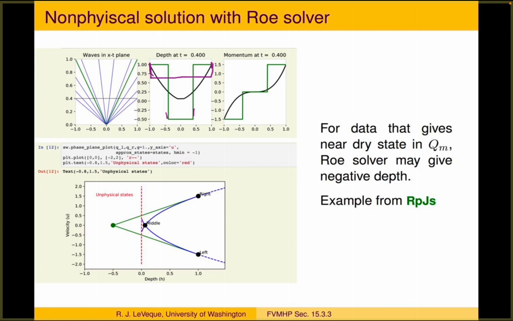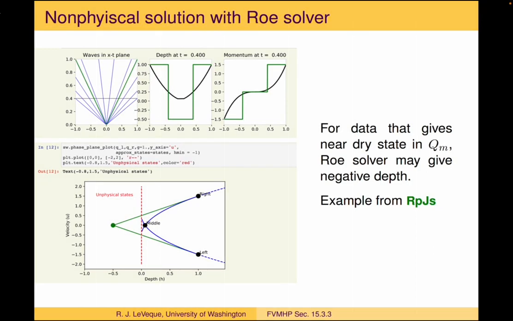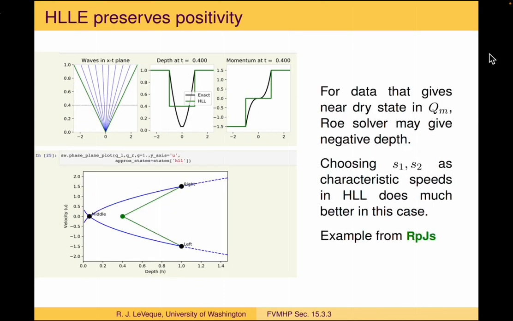So it turns out you can kind of combine the best of both worlds for some systems, at least. You can do a modification of the HLL method that also uses some information from the Roe solver. And that's what's done in what's called the HLLE method.